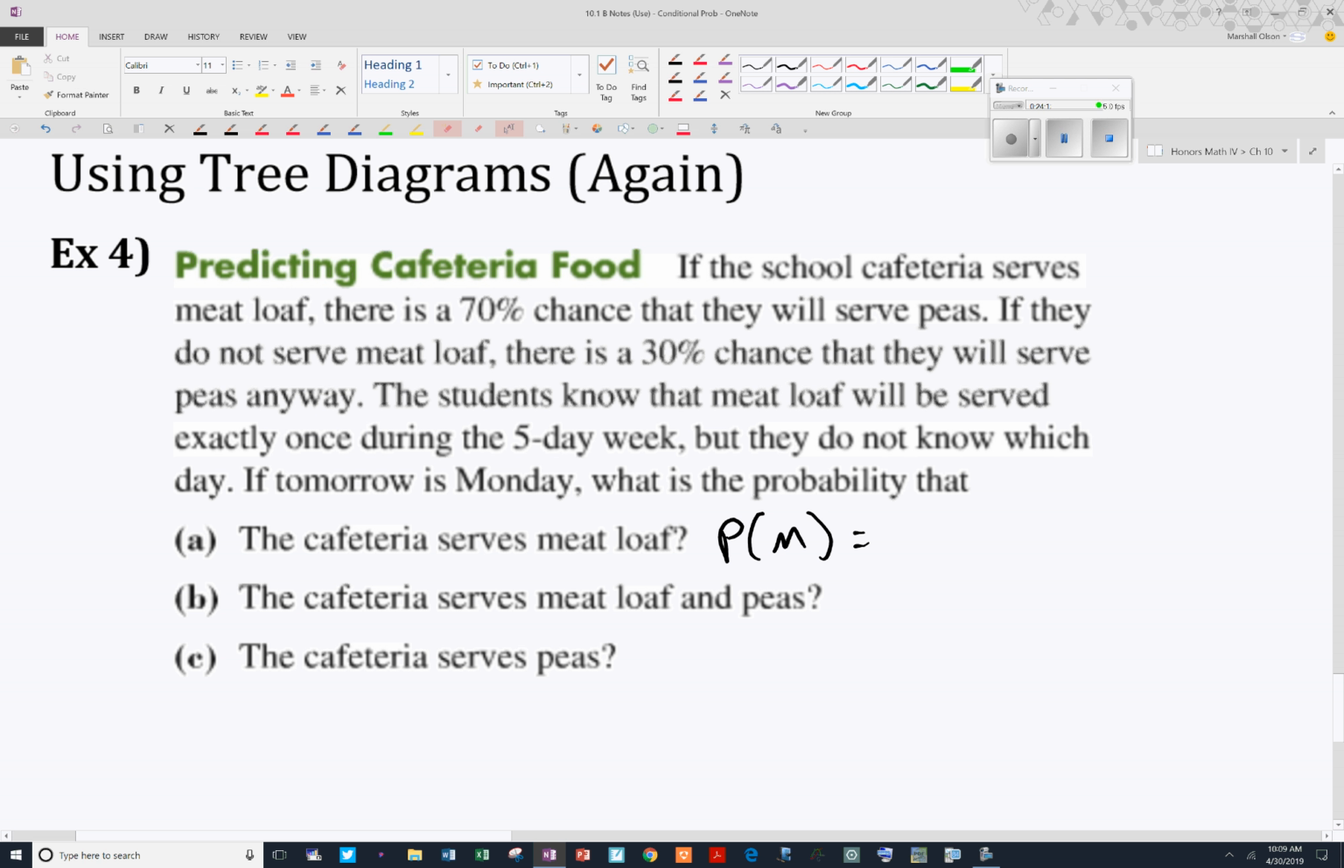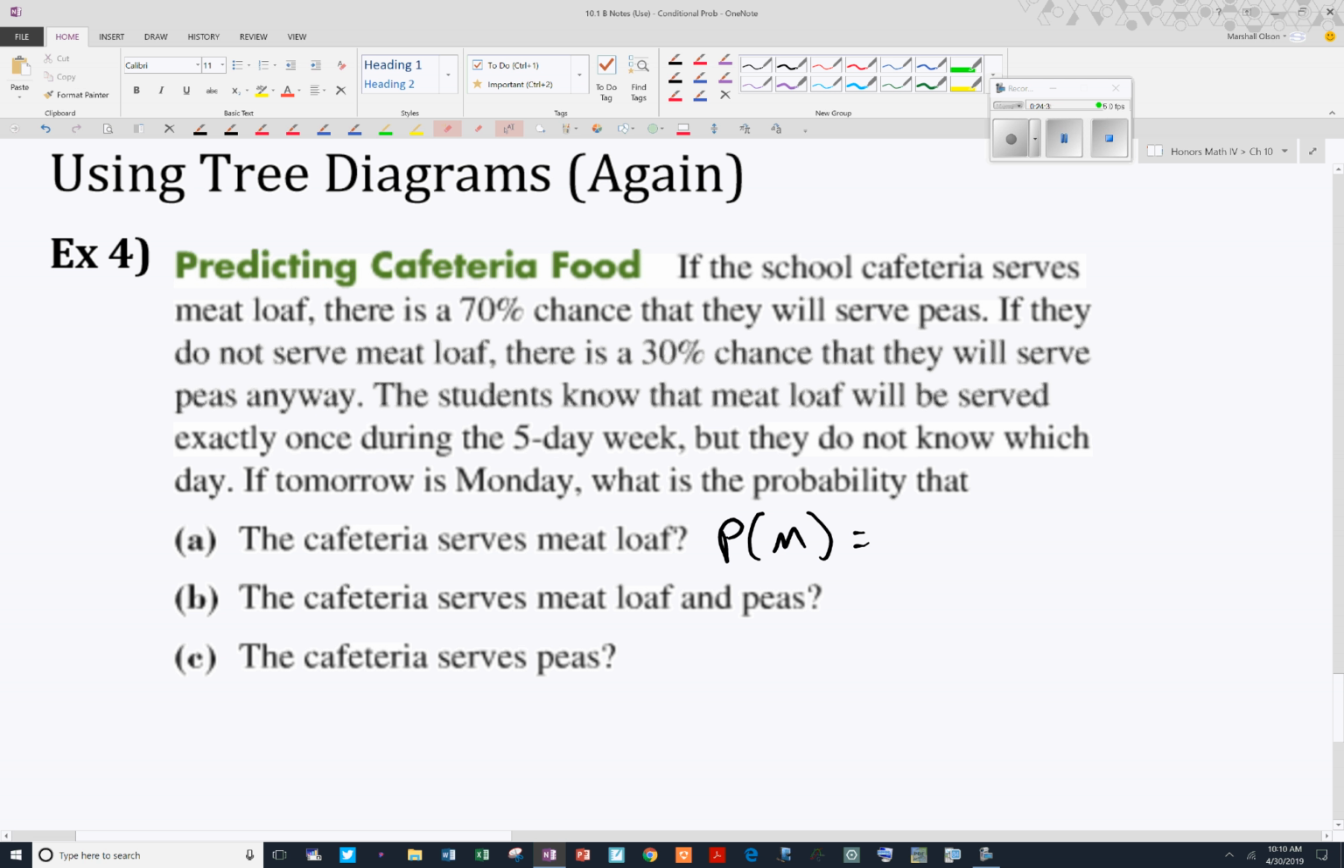So this is perfect for a tree diagram. The students know, this is my favorite. Can't you picture the lunch ladies coming up with all these probabilities, right? Like, all right, if we give them meatloaf, there's going to be a 70% chance that we give them peas. But if we don't give them meatloaf, there's still going to be a 30% chance that we give them peas.